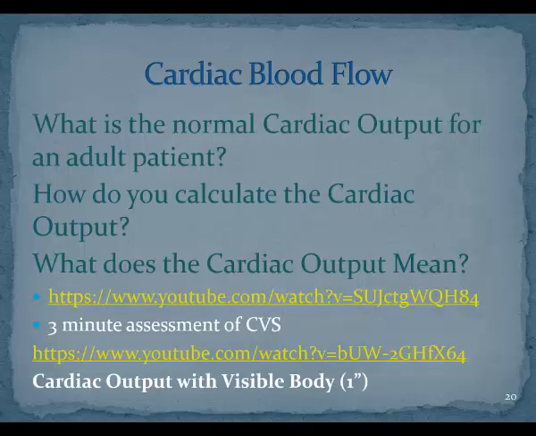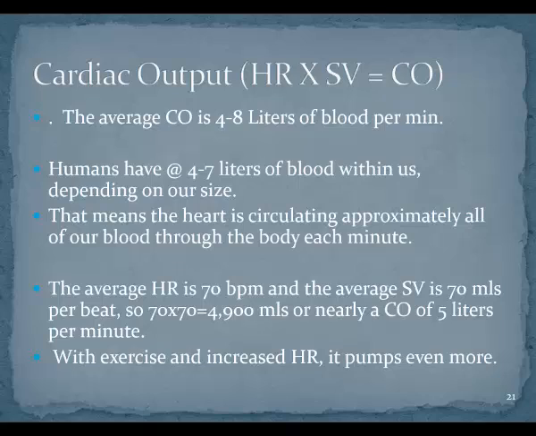Here's a short YouTube on cardiac output, which is the amount of blood being ejected by the heart every minute. Stroke volume is the amount of blood ejected with each heartbeat. Therefore, stroke volume times heart rate equals cardiac output. The average cardiac output is 4 to 8 liters of blood per minute. Consider also that we only have 4 to 7 liters of blood within us, depending on our size. So that means that the heart is circulating approximately all of our blood through the body each minute.